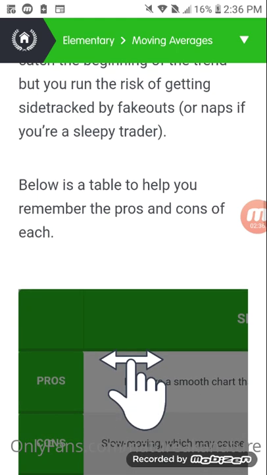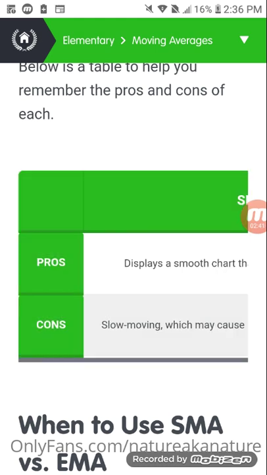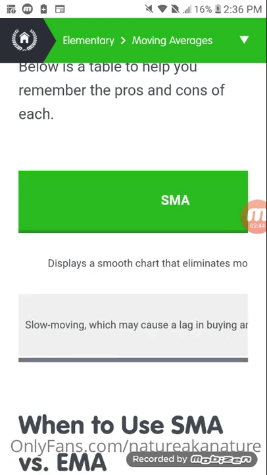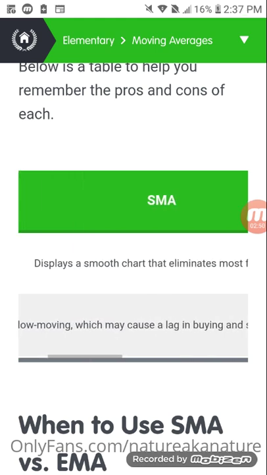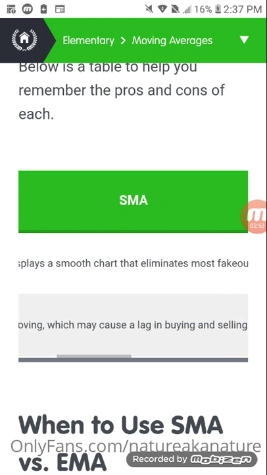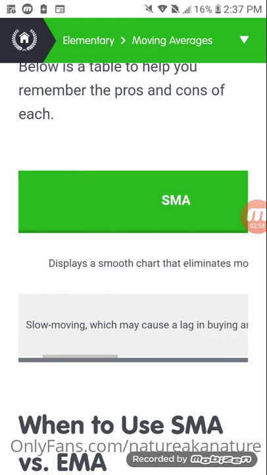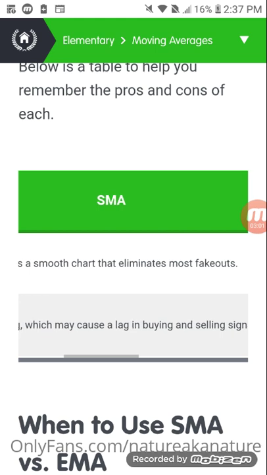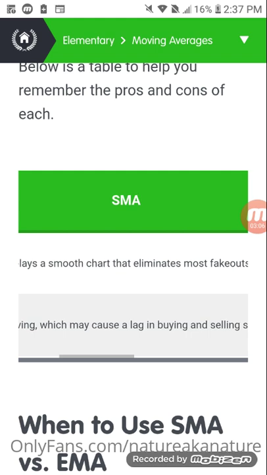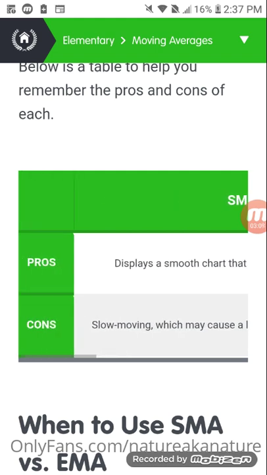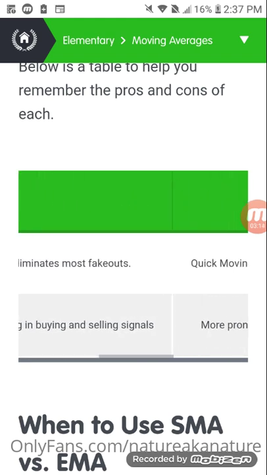Below is a table to help you remember the pros and cons of an SMA and an EMA. So the pros of an SMA: it displays a smooth chart that eliminates most fake outs. And the cons: it's slow moving, which may cause a lag in buying and selling signals.